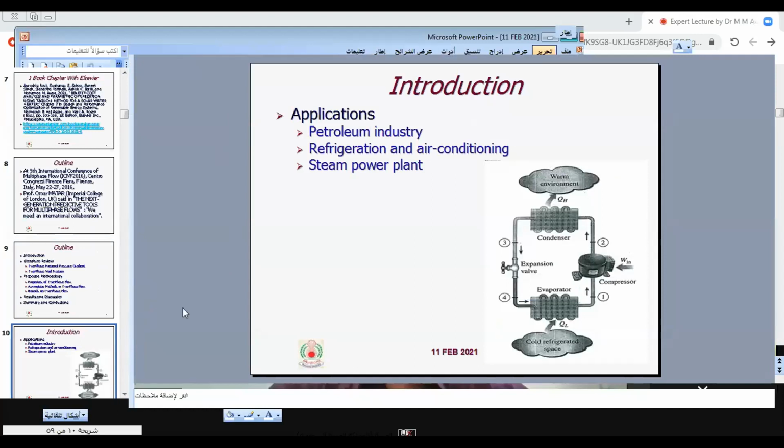Okay, I will continue. We can find two-phase flow in many applications in our life, like the petroleum industry, refrigeration and air conditioning, and steam power plants. For example, as you know, the refrigeration cycle consists of 4 different parts: evaporator, compressor, condenser, and expansion valve. We can find two-phase flow, for example, in the evaporator section.